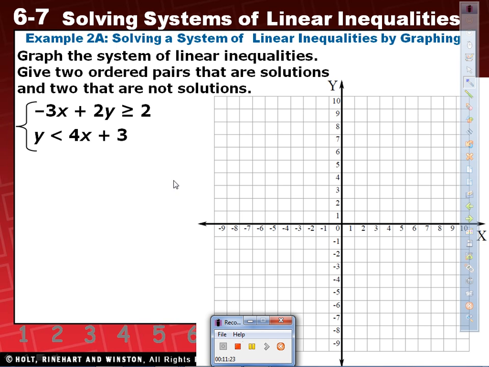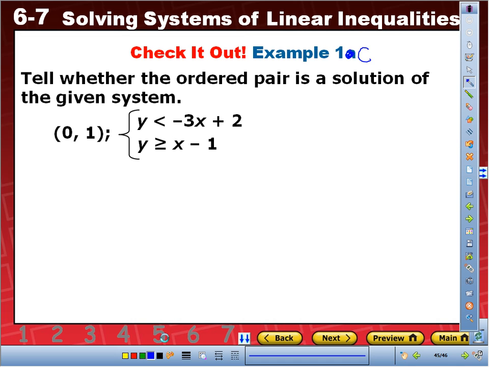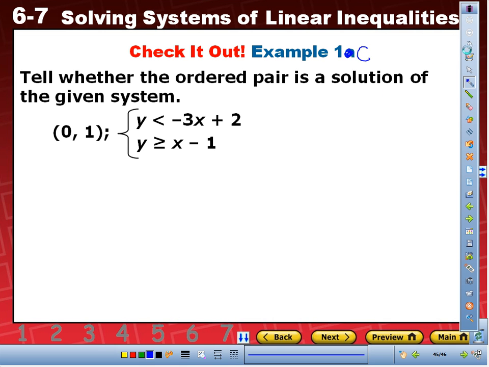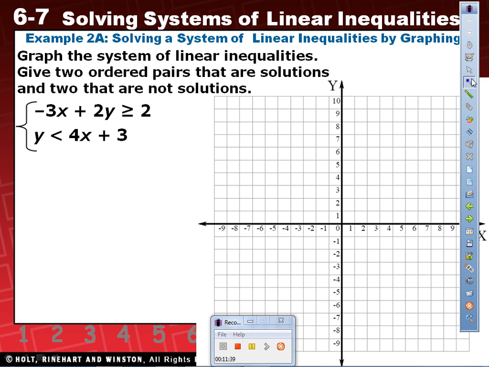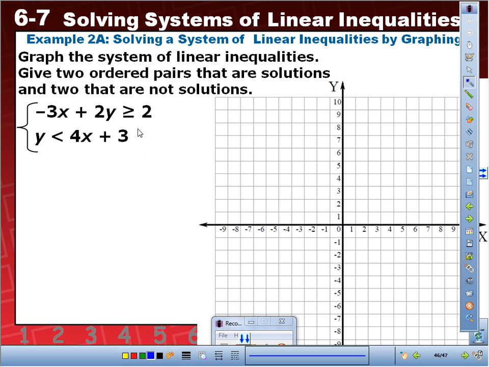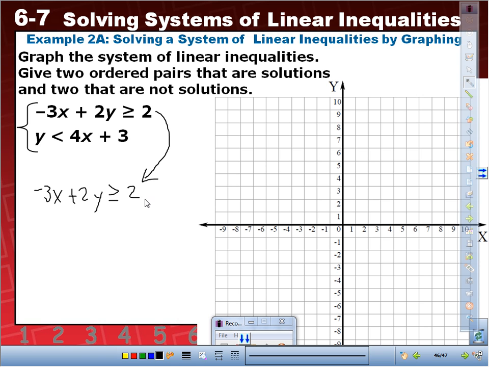All right, so let's graph this. What is our first step for graphing? Okay, so let's solve for y. Give me a second. Okay, here we go. Solve for y. I'm going to rewrite this first one down here. Negative 3x plus 2y greater than or equal to 2.